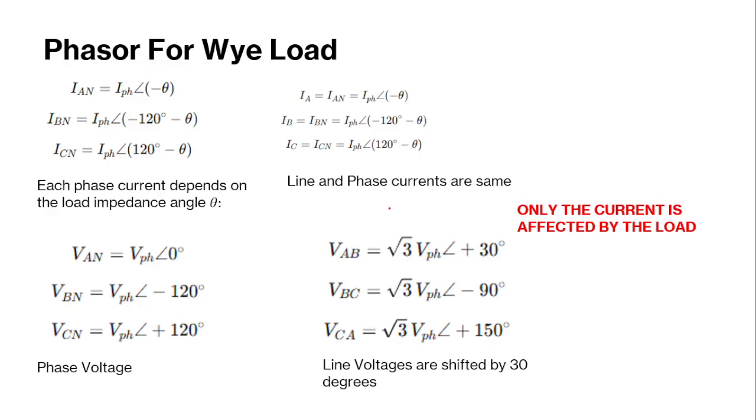So to summarize, in a star, you have the power factor, which is the theta value, and you have currents.